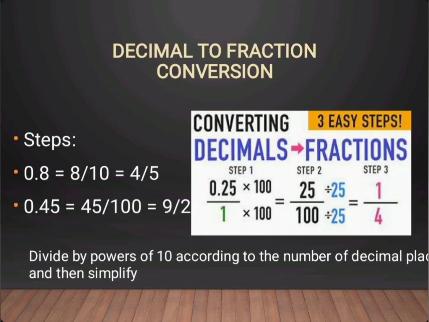Here comes the next, decimal to fraction conversion. We write the given decimal number as a fraction with the denominator as a power of 10. Later, simplify the given fraction to its lowest form and write the answer. Always remember, for a conversion of decimal to a fraction, the answer should be in the simplest form.